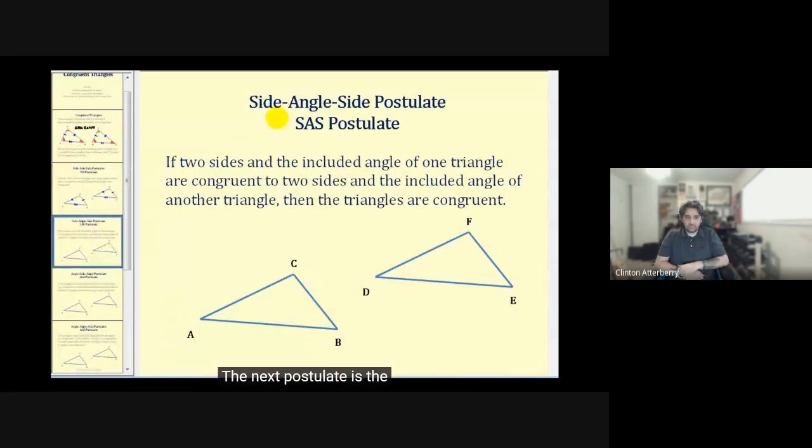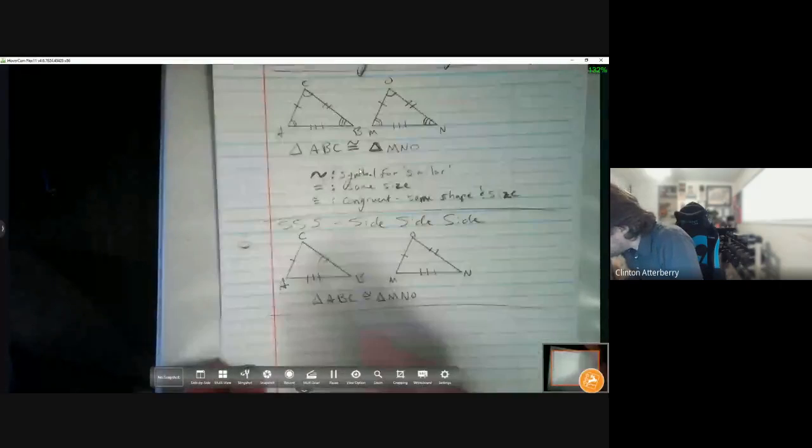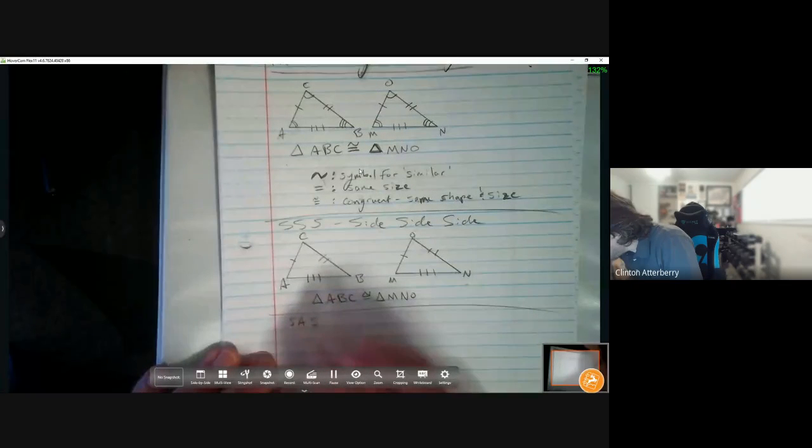The next postulate is the side angle side postulate, or SAS postulate. All right, so the side, angle, side. So if you guys can put SAS for side, angle, side. Okay. Did I put a cat? That's fine. But side, angle, side, SAS. Okay. That is the next postulate. Okay. The next rule that we're learning. So side, angle, side.